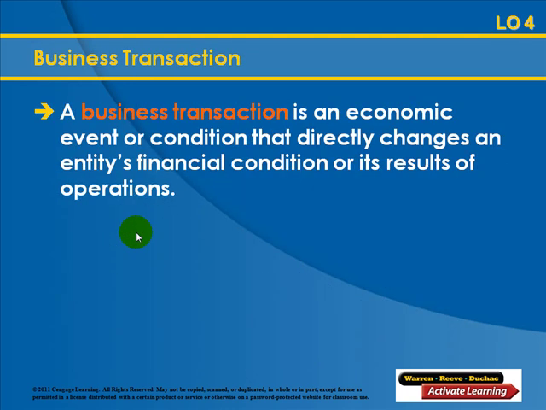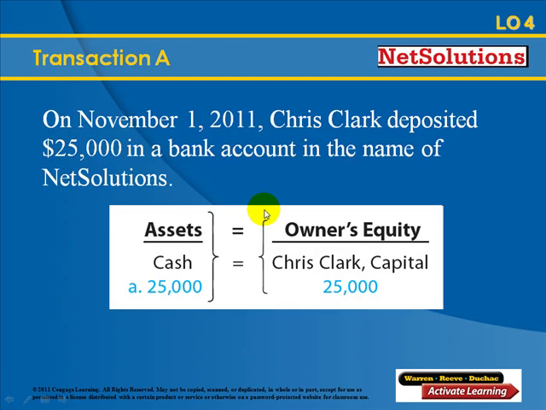Now, a business transaction is an economic event or condition that directly changes an entity's financial condition or its results of operations. So for instance, on November 1st, Chris Clark deposited $25,000 in a bank in the account name of Net Solutions. So he took cash and he put it in the bank. And anytime an owner puts an investment in the company, it goes to his capital account. So Chris Clark now has a capital account that has $25,000 in it, plus the cash account has $25,000 in it.